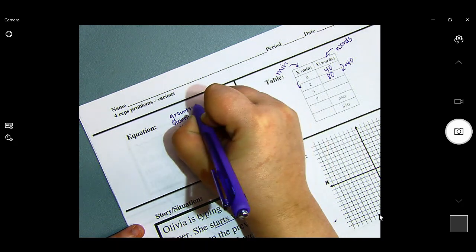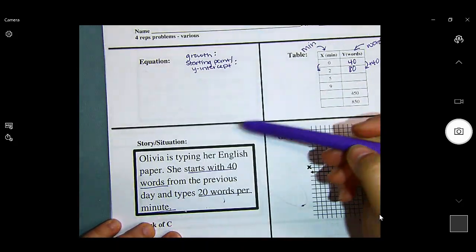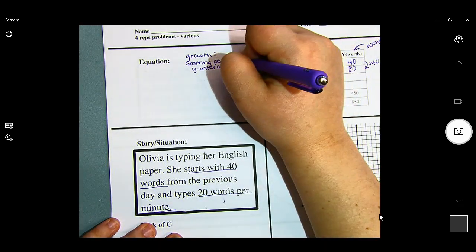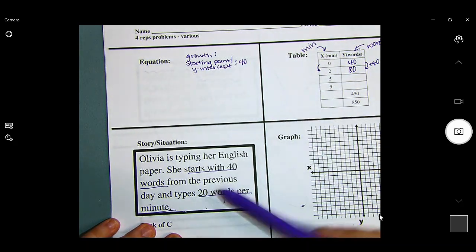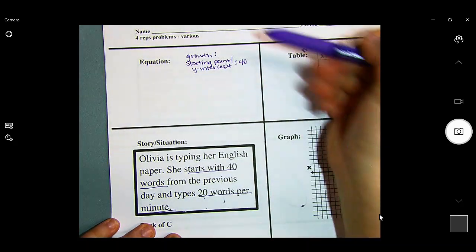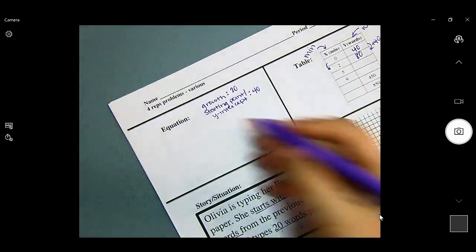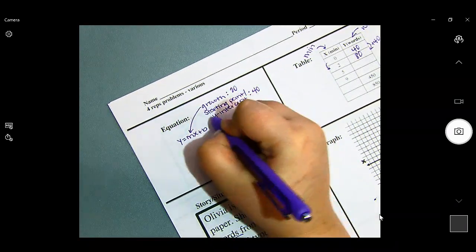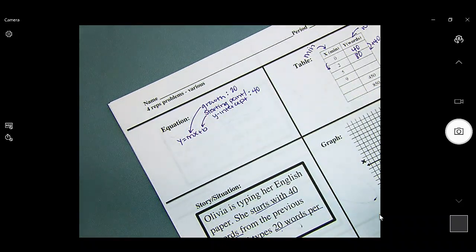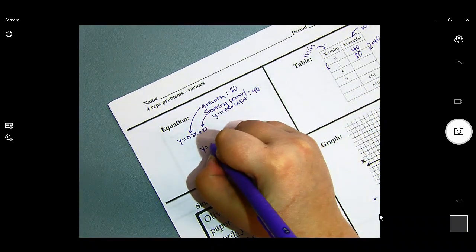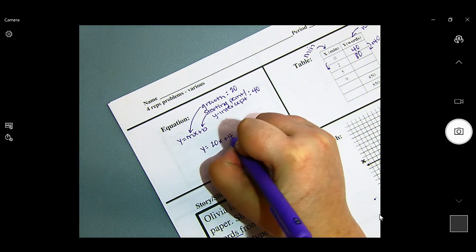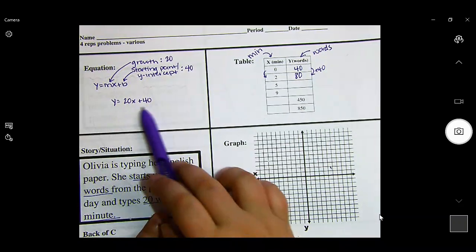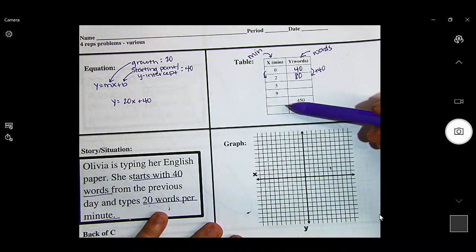So if I read this information carefully, I know that she is starting with 40 words, and that it's growing 20 words per minute. Now I can do my y equals mx plus b with my growth as m and my y-intercept as b to get y equals 20x plus 40.